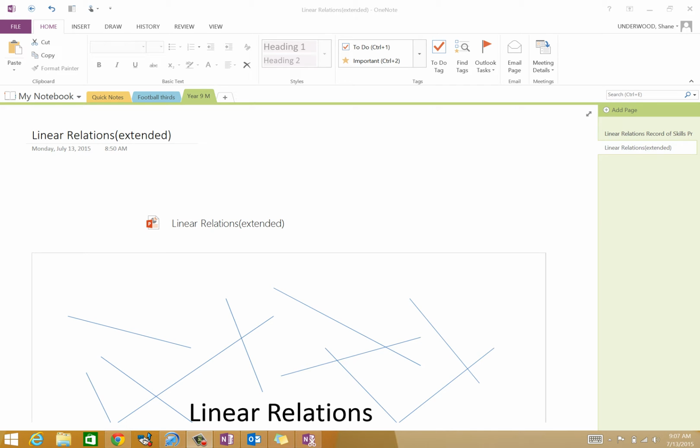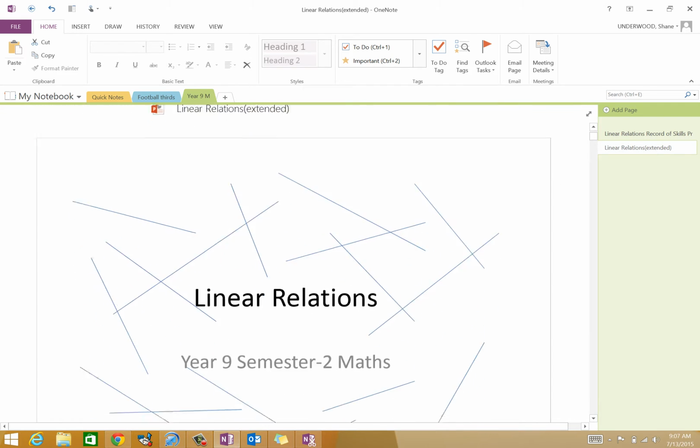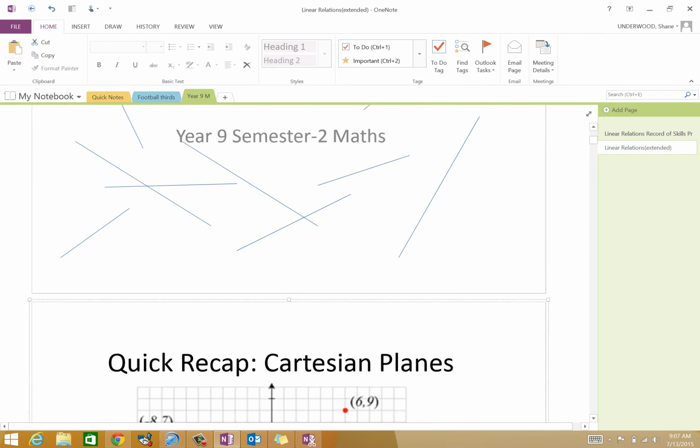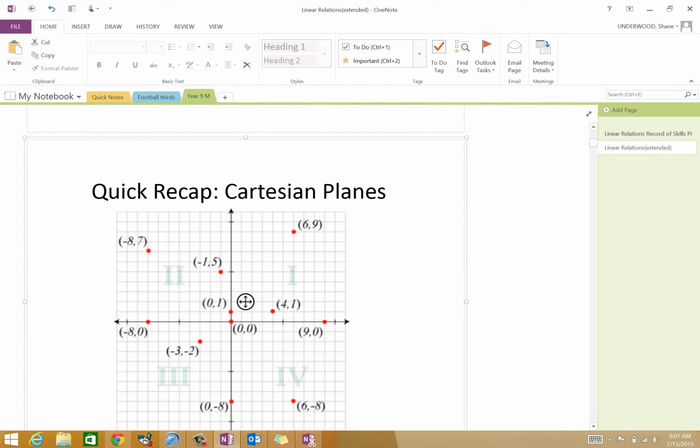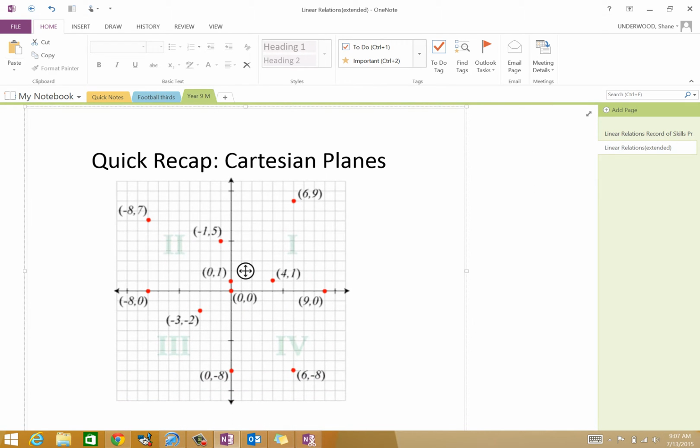Okay, so in this video or lesson, we're going to briefly introduce to you what is a linear relation. And we're going to have a look at some of the terminology behind linear relations. But just a quick recap. Let's have a look at this, the Cartesian plane. Have you seen this before?